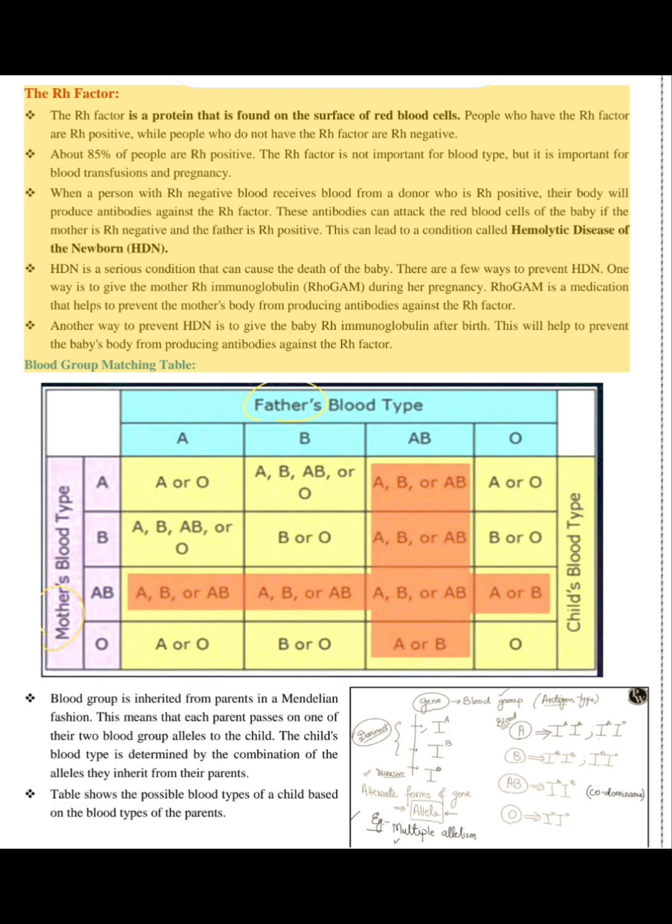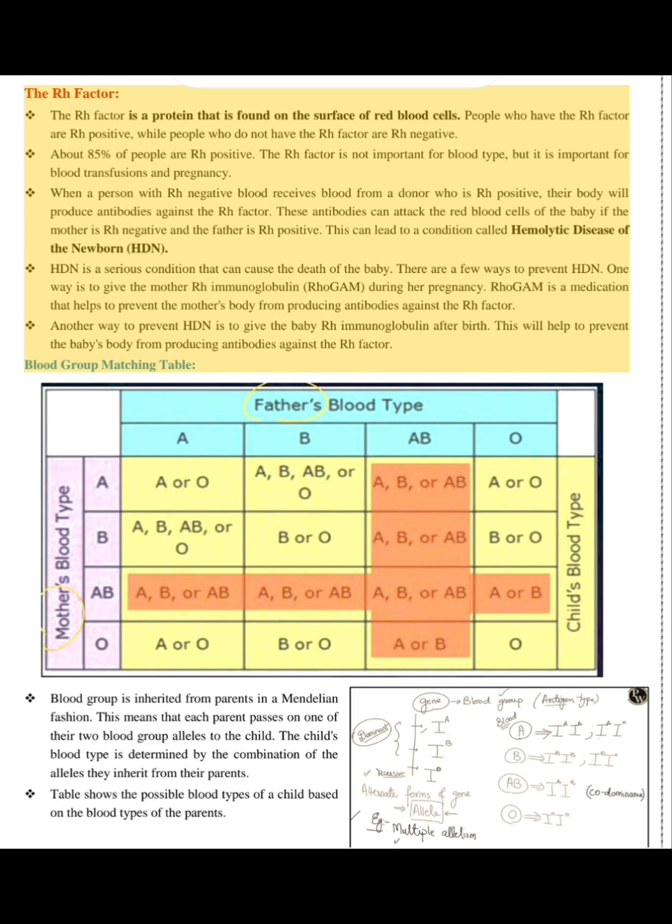When a person with Rh negative blood receives blood from a donor who is Rh positive, their body will produce antibodies against the Rh factor. These antibodies can attack the red blood cells of the baby if the mother is Rh negative and the father is Rh positive. This can lead to a condition called hemolytic disease of the newborn, HDN. HDN is a serious condition that can cause the death of the baby.